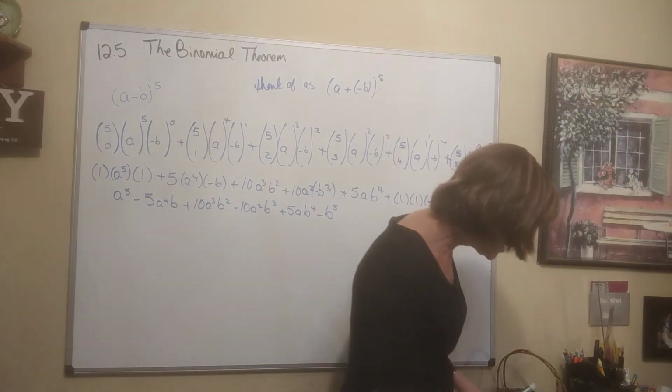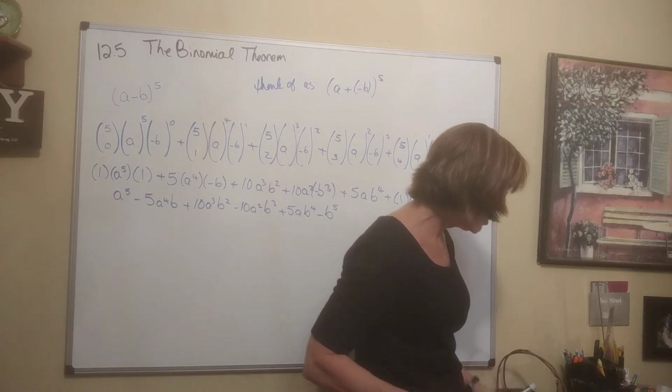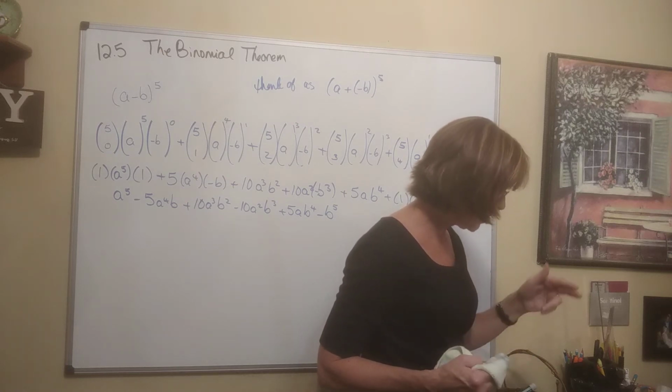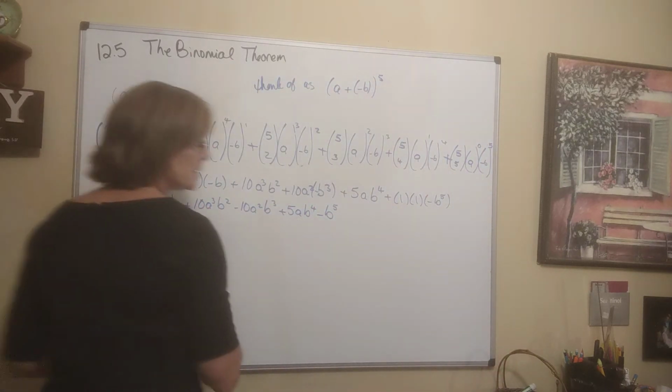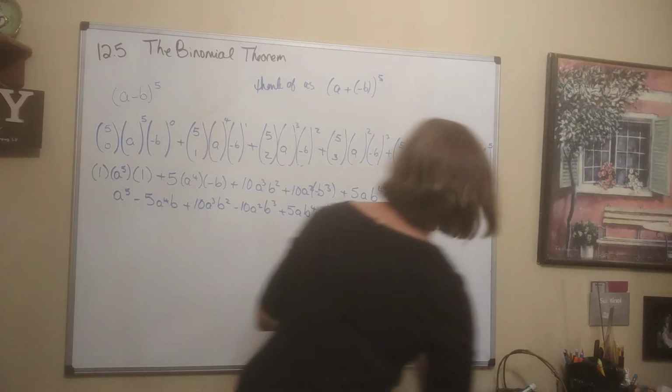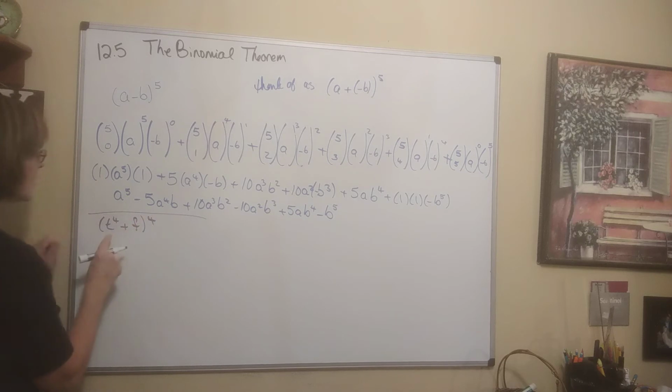So let's do another one. Use the binomial theorem to expand the expression t to the fourth plus f to the fourth. Okay, so let's do that. T to the fourth plus f to the fourth. So the first term a is t to the fourth, the second term is f.